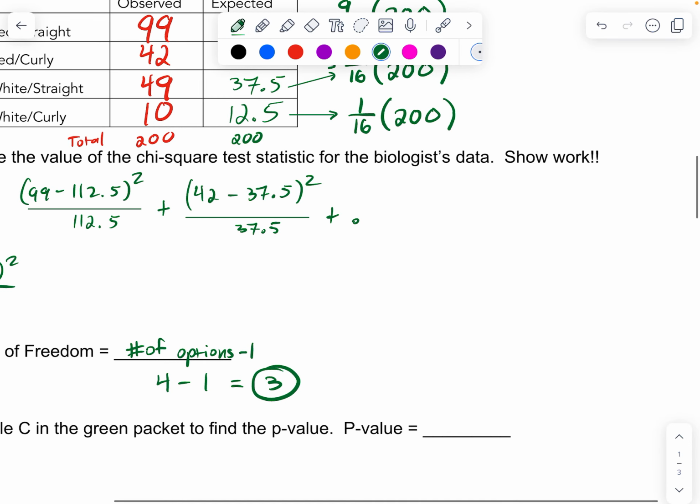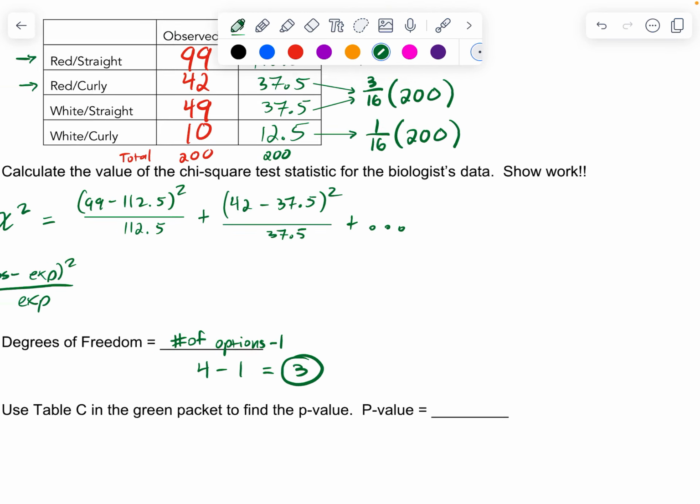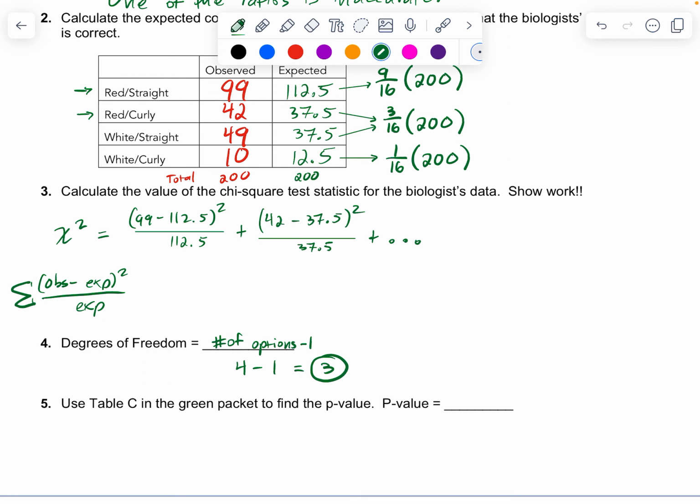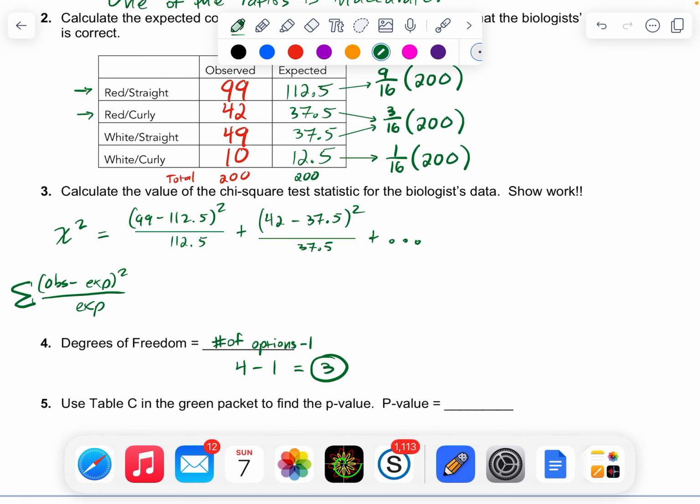Now there are 2 more, but you don't have to. You can just do dot, dot, dot, okay? If you want to write out all 4, more power to you. But that's all you need to do to show your work.